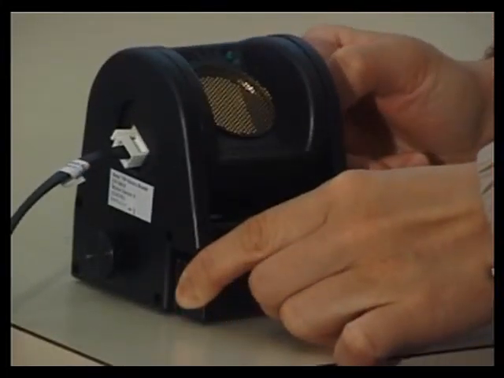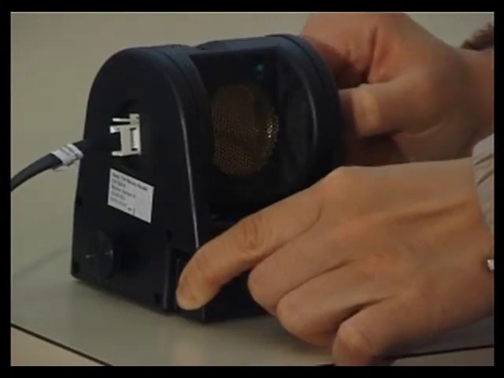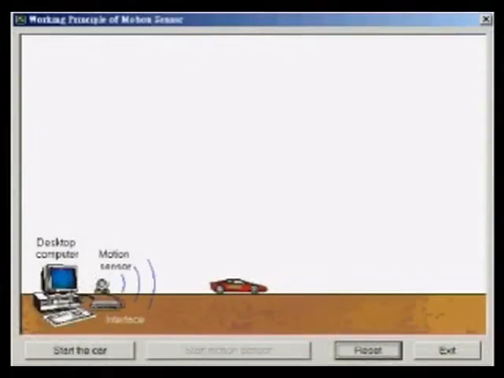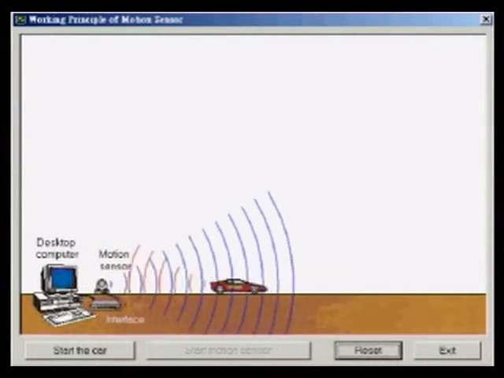The motion sensor works like radar. It sends out ultrasonic pulses and detects the reflections, that is, echoes, from a moving body.